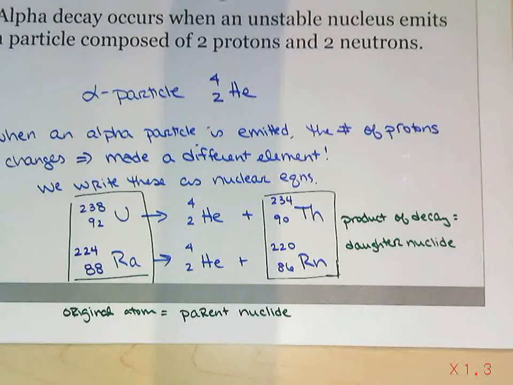All right, let me get through this. There are going to be two more types of decay, and then I'll tell you where the test line is. We'll do alpha, beta, and gamma decay.